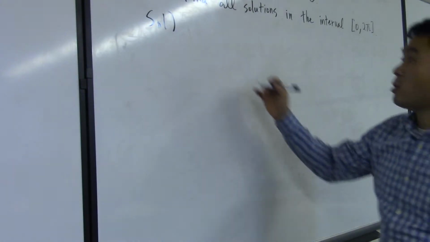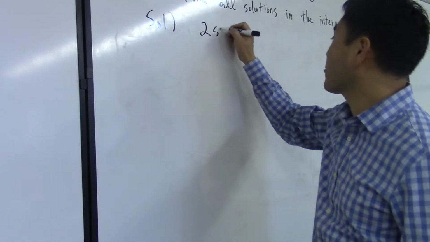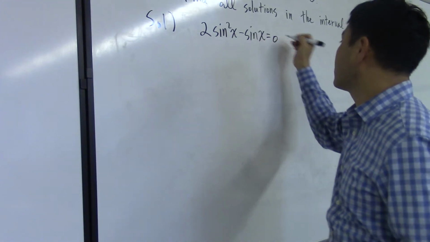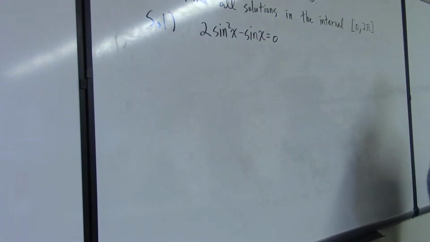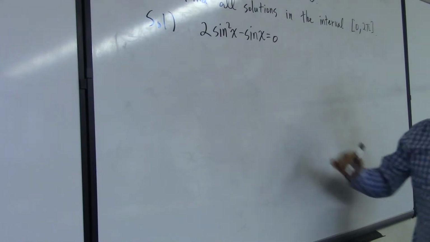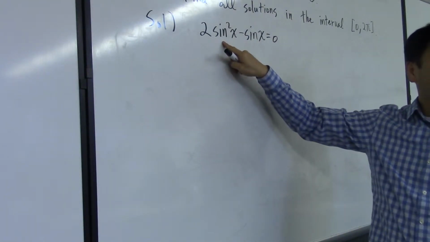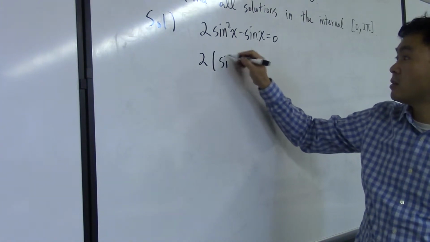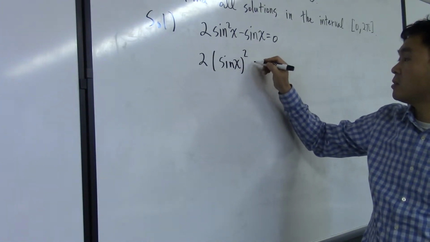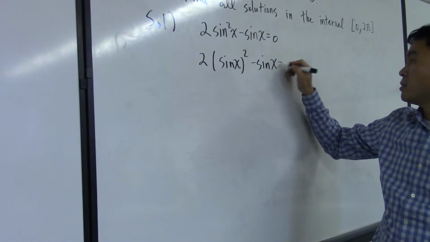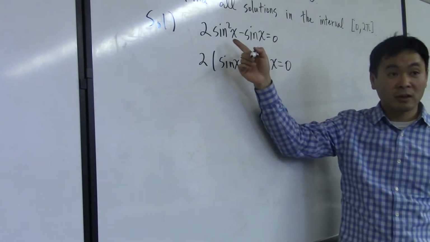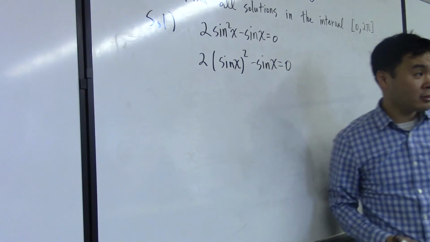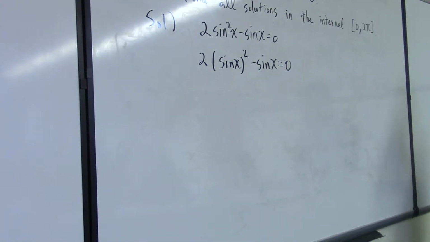Okay, let's try to solve this first. The first thing that you should be able to do is to change this sine squared of x as sine x squared. See, I said sine squared of x is a shorthand for sine x squared. So you have to go back with that.